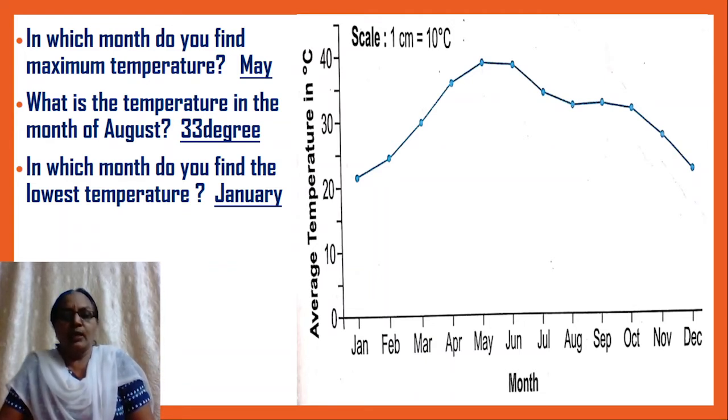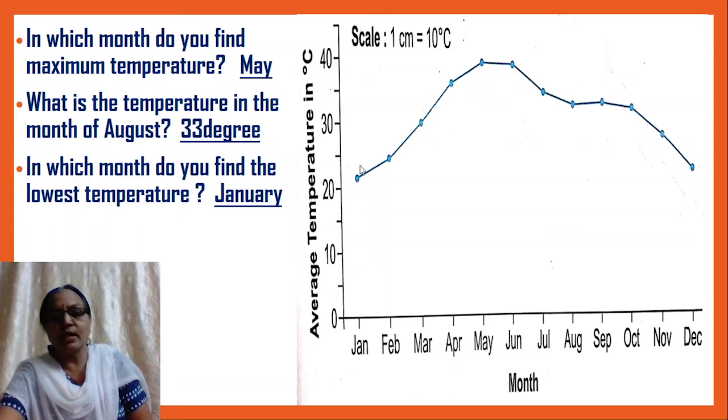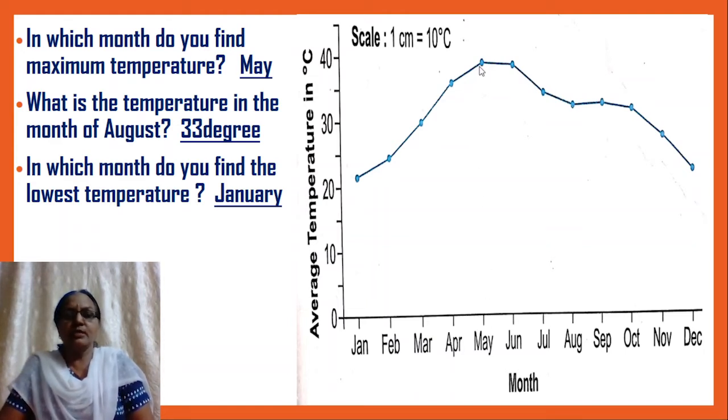Now, let's come to the question. In which month do you find maximum temperature? Maximum temperature means if you look at the line graph, you'll have to see where you have the highest temperature. So highest temperature is here. So this is in the month of May. May has recorded the maximum temperature. Is that clear? Now, next one.